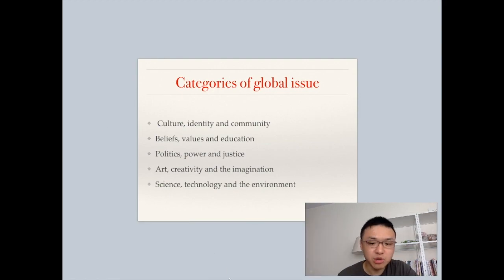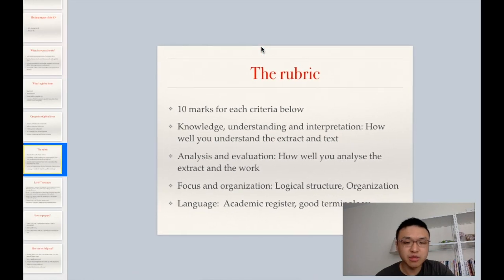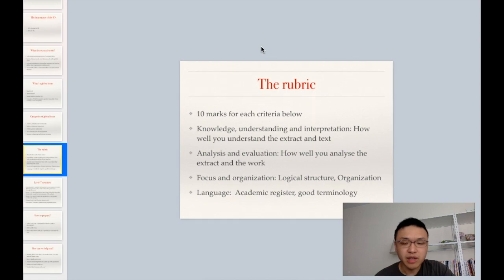Okay, let us now move on and look at the rubric. The rubric is very important, so you know how it is graded. There are basically 4 criteria, and it's 10 marks for each criterion. The first one is knowledge, understanding, and interpretation. This is about how well you understand the text, your knowledge of the text.